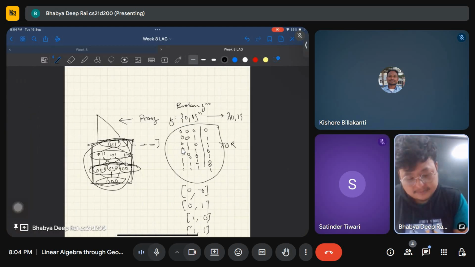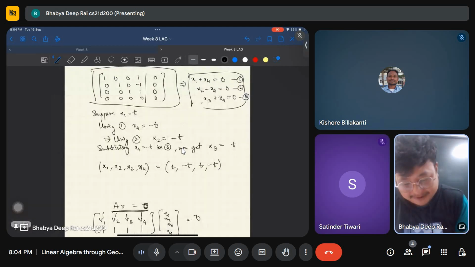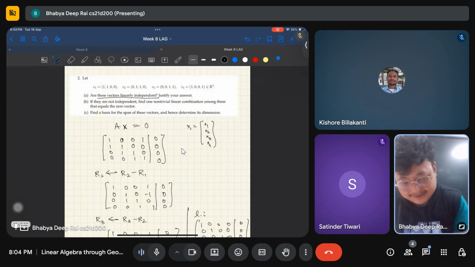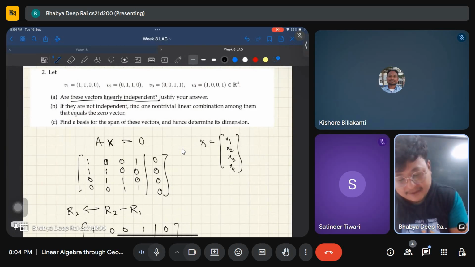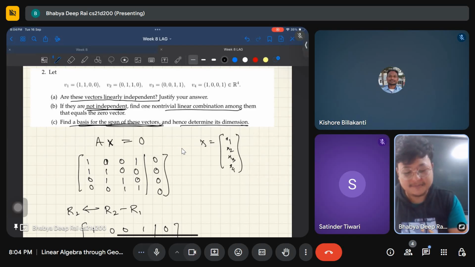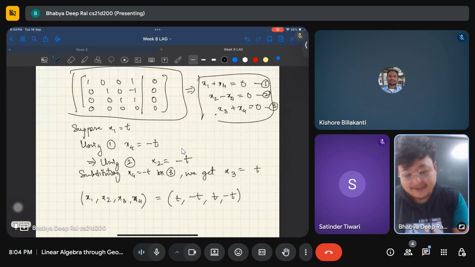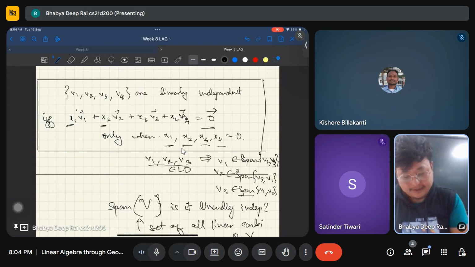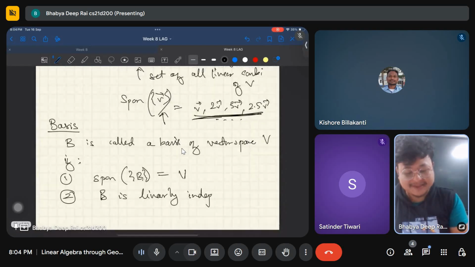Okay, we don't have time now. It was asking that if the vectors are not linearly independent, then find the non-trivial linear combination. We found that by setting t equals 1. Now it is saying find a basis for the span of these vectors and hence determine its dimension. That's what I would like you to try offline.